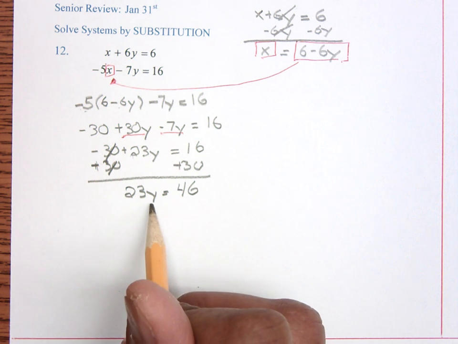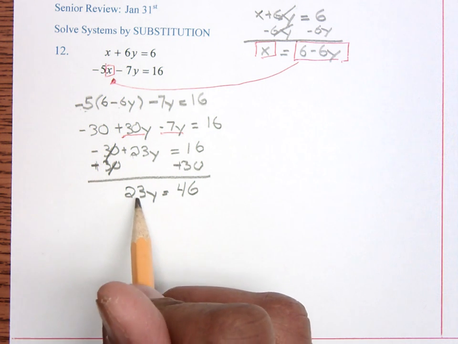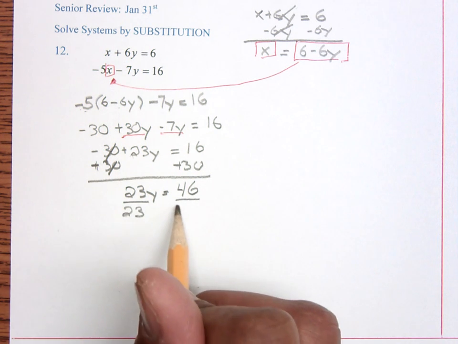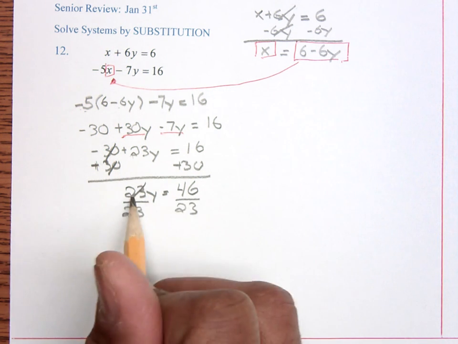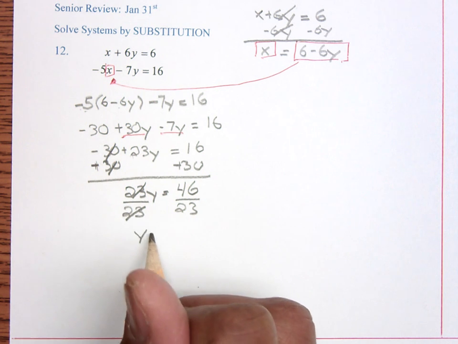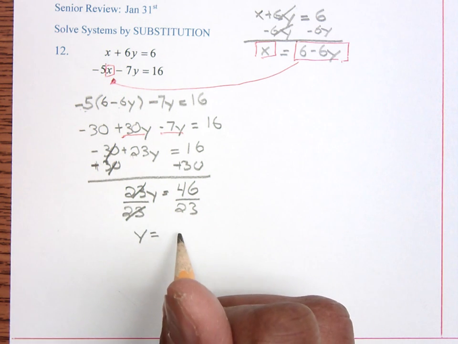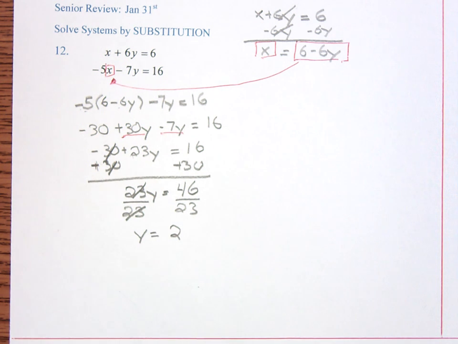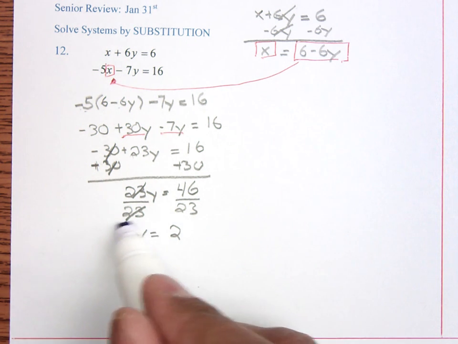Now, since we want to get the y by itself still, and since they've multiplied by 23, we want to divide both sides by 23. Then we have the y by itself, and 46 divided by 23 is 2. So that's part of our answer. We need to still find x.